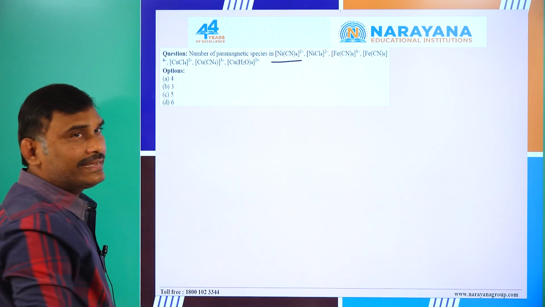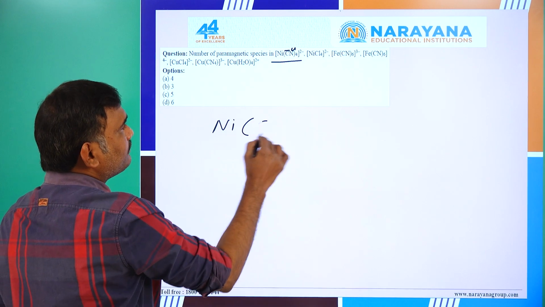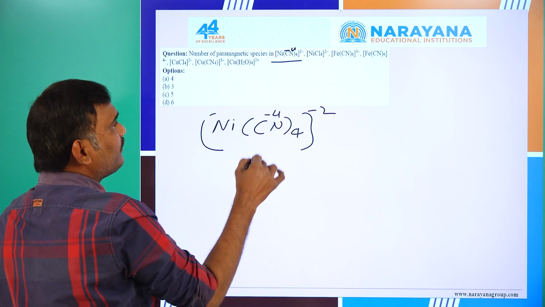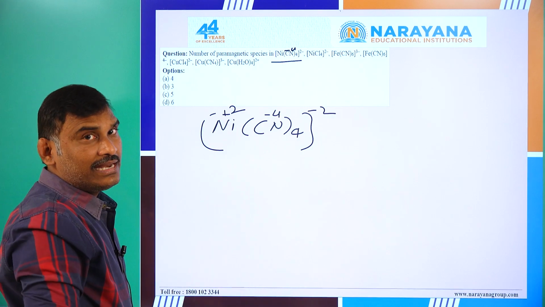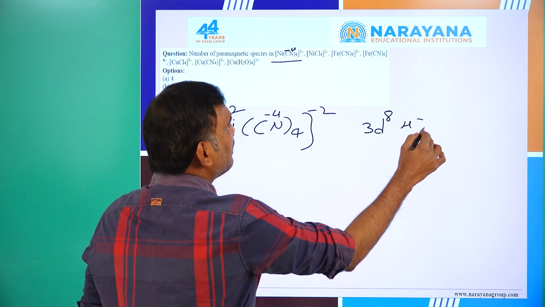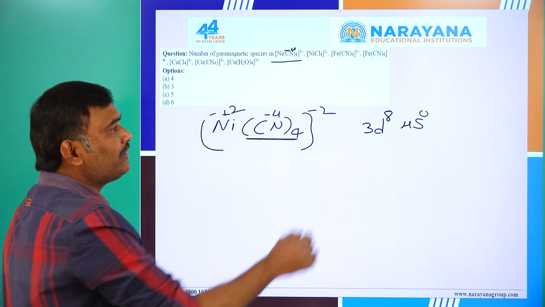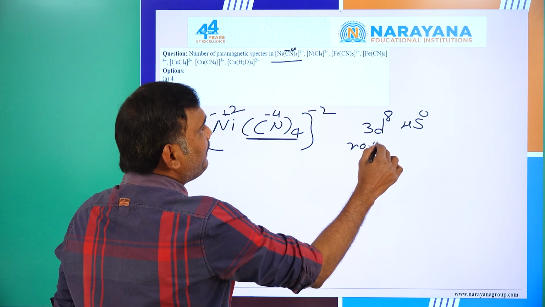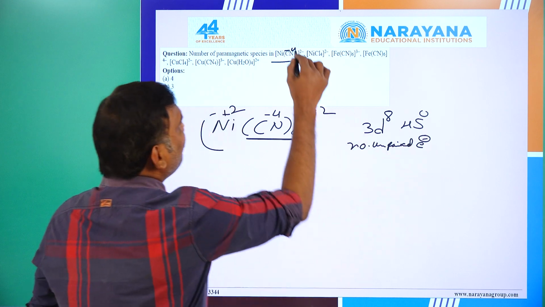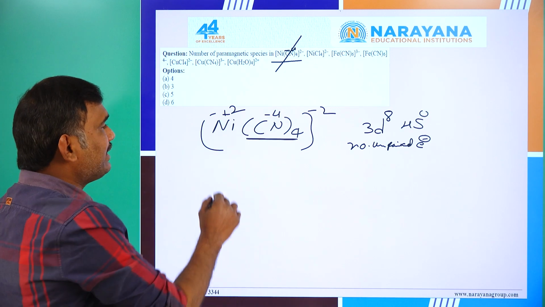Nickel tetracyanide, here the charge is -4. Then nickel is +2. Whenever nickel is +2, the configuration is 3d8 4s0. Here cyanide is a strong field ligand, so all electrons get paired. No unpaired electron. Therefore, it is diamagnetic. Now go for the next one, student. Same to same.